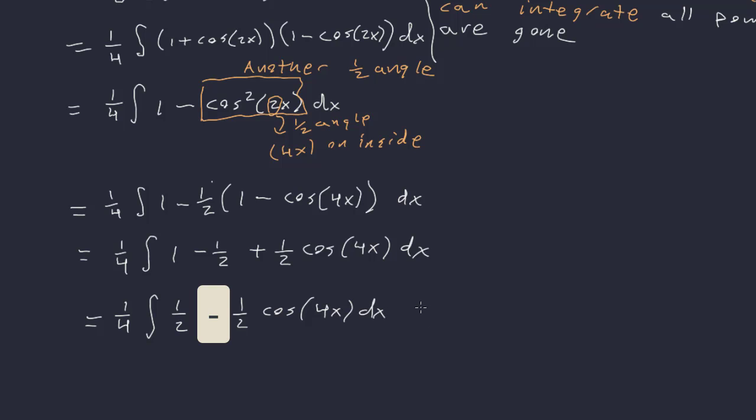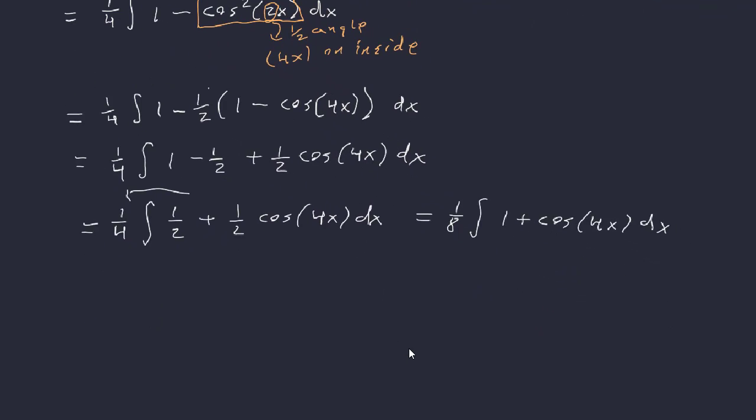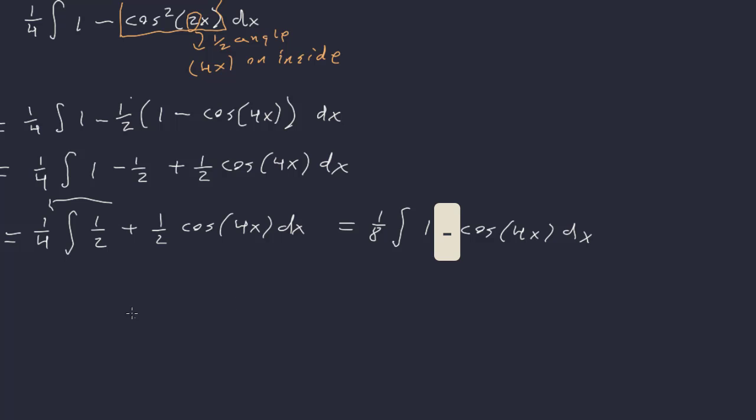dx. And I'm going to factor this 1/2 out because they both share 1/2, so I'll factor that out to get 1/8 times the integral of just 1 plus cosine of 4x dx. All right, and now we should be able to integrate this. Again, how I know that is I got rid of all the powers of my trig functions, of my cosine.